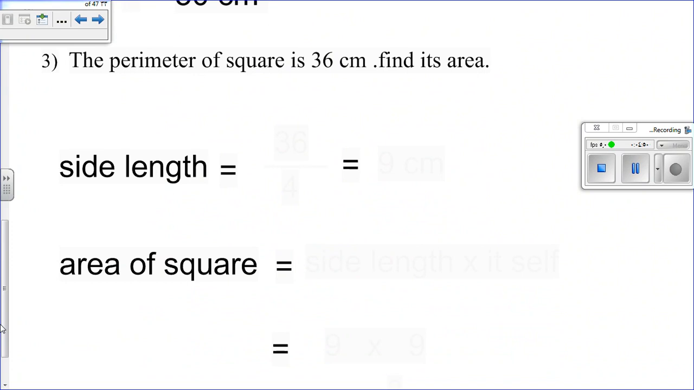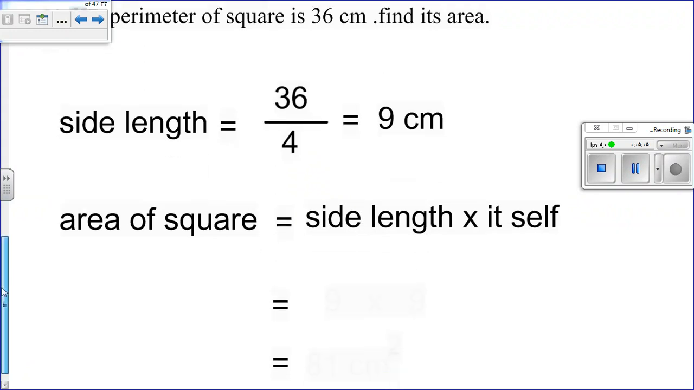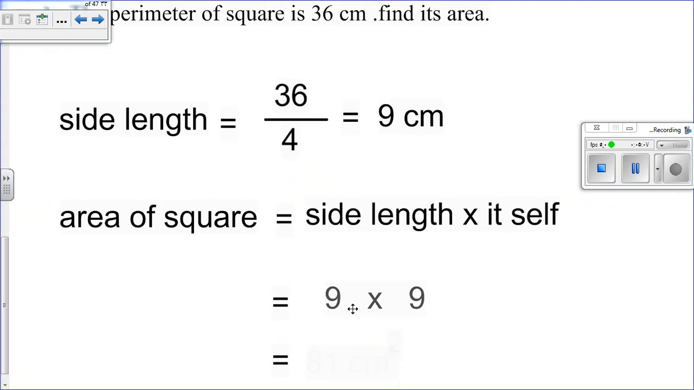Side length equals perimeter divided by 4. Of course you know it, which is 36 over 4 equals 9 centimeter. I have now the side length. I can get the area, of course. Area equals side length by itself, which is 9 by 9, 81 squared centimeter.